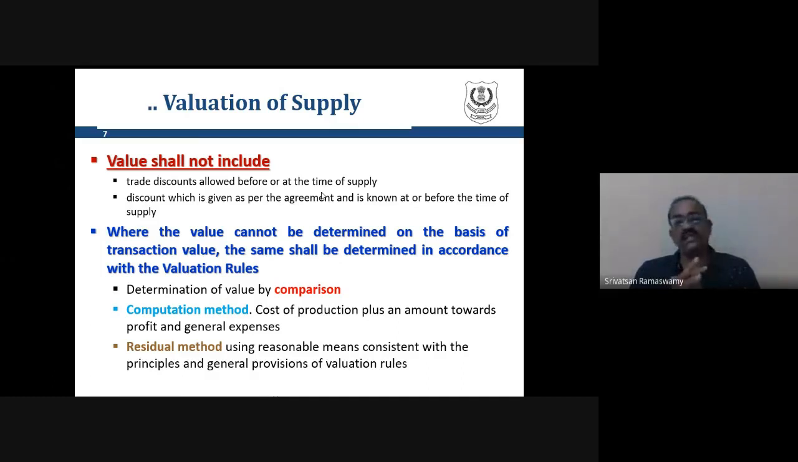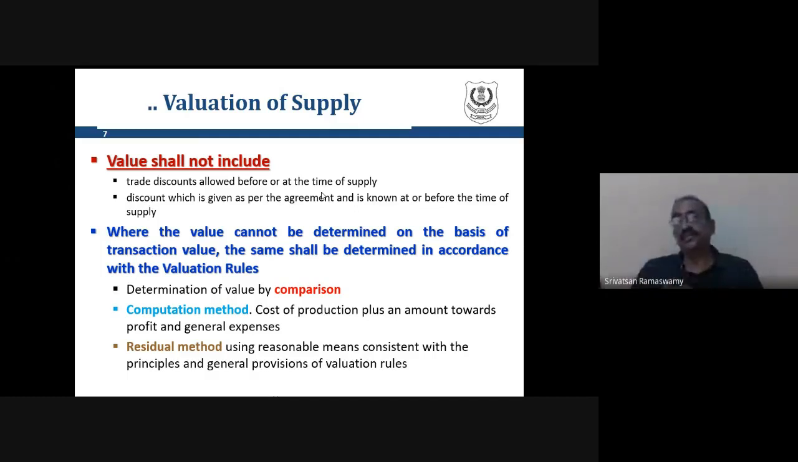One is determination of value by comparison method. When I am engaging in a transaction with a related person, as I told you, it is generally 1 lakh rupees, and specifically for him, I am extending it at 80,000 rupees. Obviously, because he is a related person to me, I have to charge him less.